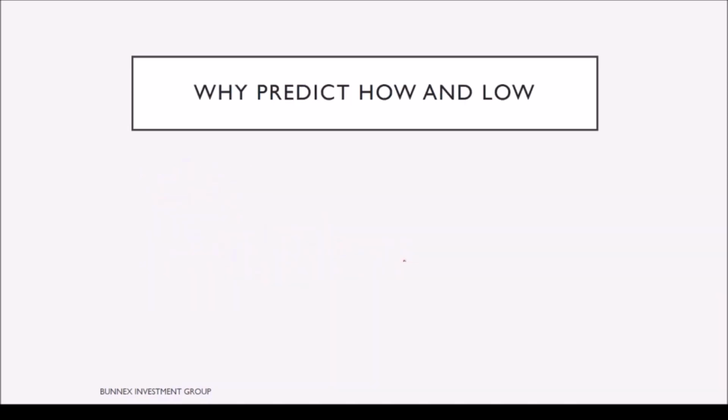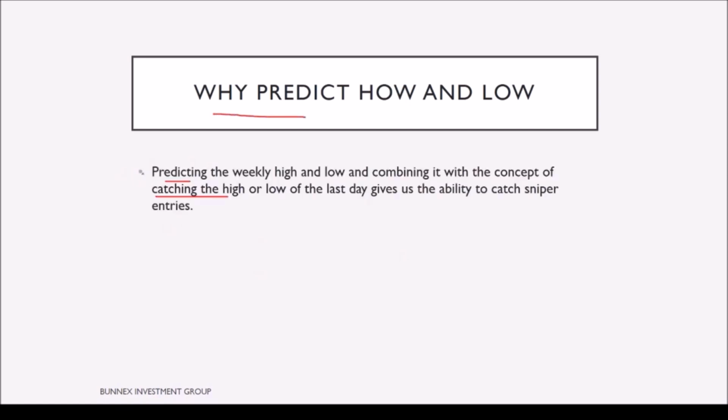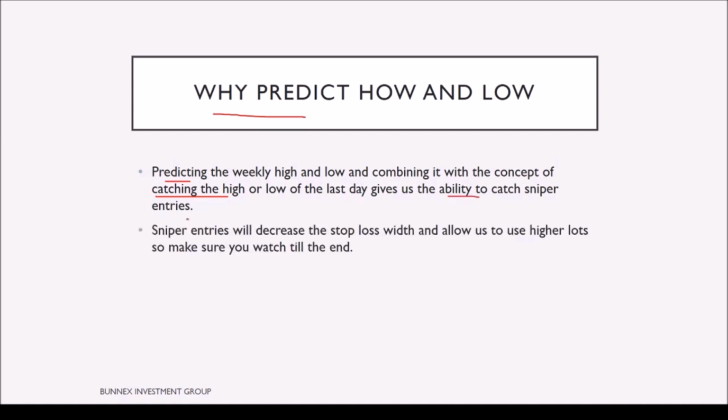You're basically wondering why we need to predict the high of week and low of week. Predicting the high and low of the week and combining it with the concept of catching the high or low of the last day gives us the ability to catch sniper entries. Sniper entries will decrease the stop loss width and allow us to use higher lots, so make sure you watch till the end.